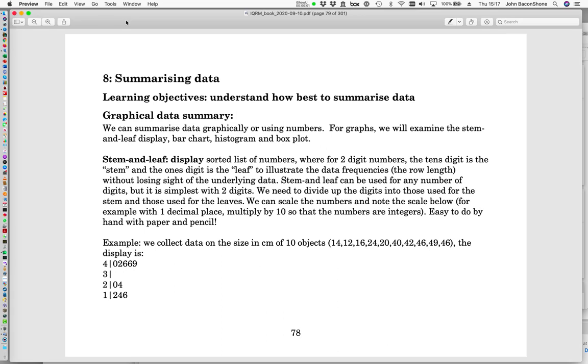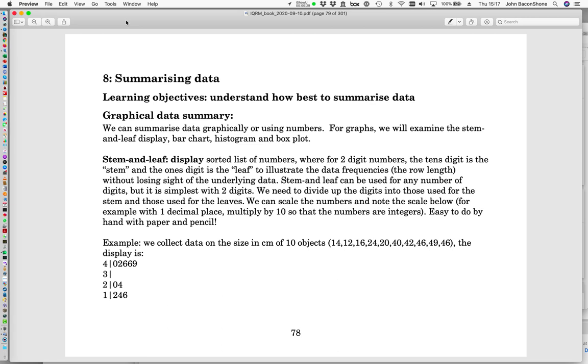Okay, so now we come to Chapter 8. Chapter 8 talks about how to summarize data. So our learning objective is to understand how best to summarize data. We're going to start with graphical data summaries. We can summarize data both graphically or using numbers. For graphs, we will examine the stem and leaf display, bar chart, histogram, and box plot.